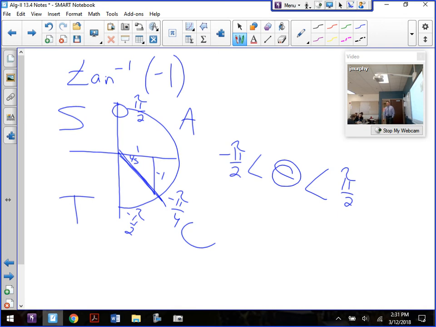No. Sine is still pi over 2, negative pi over 2. Cosine is 0 and pi. You're thinking about maximum values. I'm talking about what angles. Okay? You're thinking maximum value. I'm thinking about what angle. Let me show you a couple more.